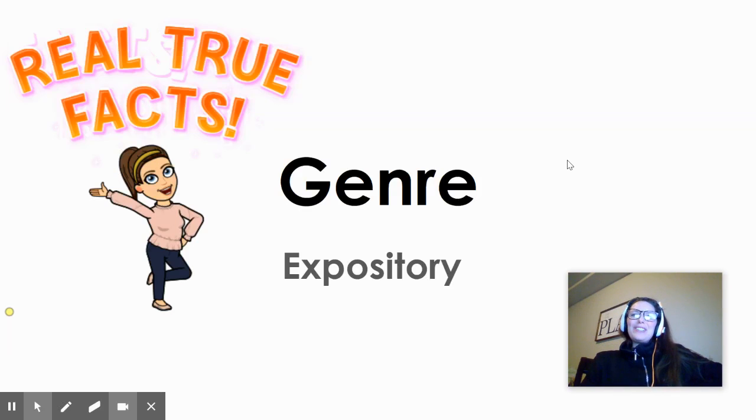I'm going to introduce to you our genre of the week. Genre, remember, is the type of book that we are reading, type of book or story. So this week, we are reading expository texts. We have read books of this genre many times this year. And as a quick reminder, it is stories that give real, true facts. So let's dive a little bit deeper into expository text.